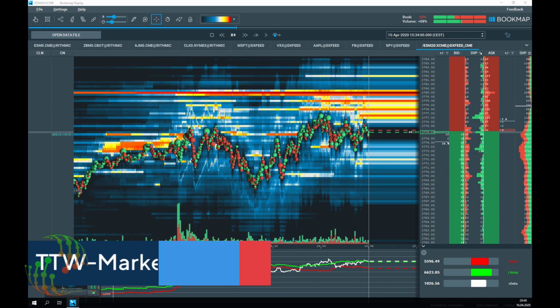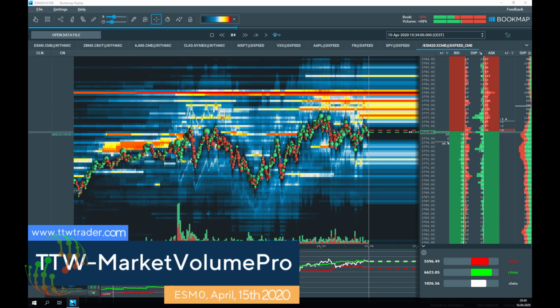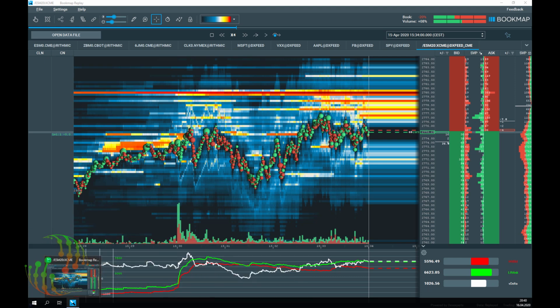Based on the ES future dated from April the 15th, I'd like to show you the meaning and usage of TTW-MarketVolumePro. Let's start with the idea behind it. I'm personally making my trading decisions solely based on what the market tells me during the trading day. I simply let the market speak, and based on what the market offers me daily I'm acting upon it or not. Interpreting market language is an important part of my live and online seminar.